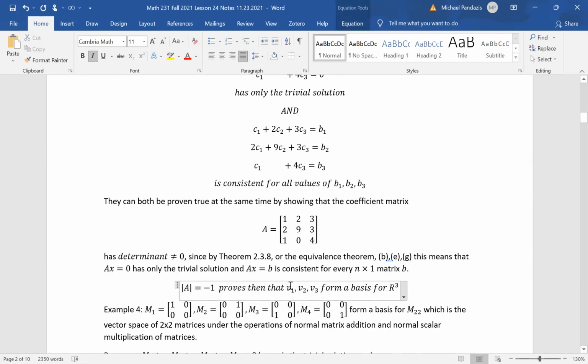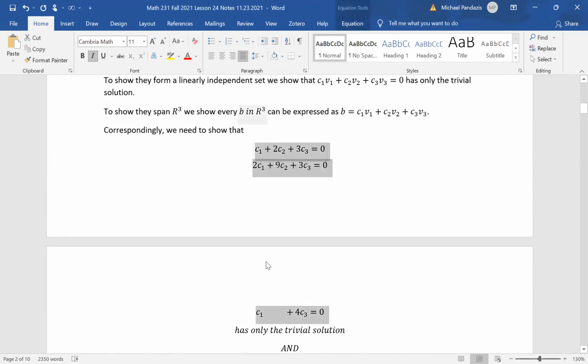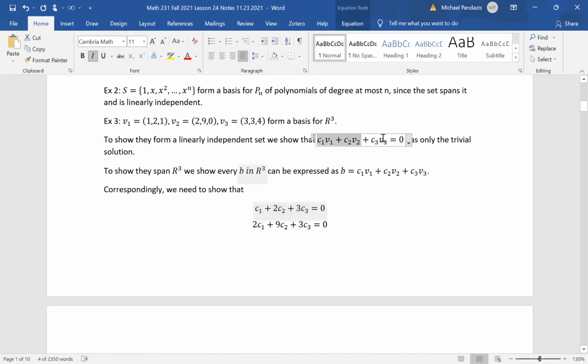And that proves then that v1, v2, v3 forms a basis for R3, because it shows that this system has only the trivial solution, which means that the only values you can plug in for c1, c2, and c3 there are 0. So this only has the trivial solution, which means that v1, v2, v3 is a linearly independent set.